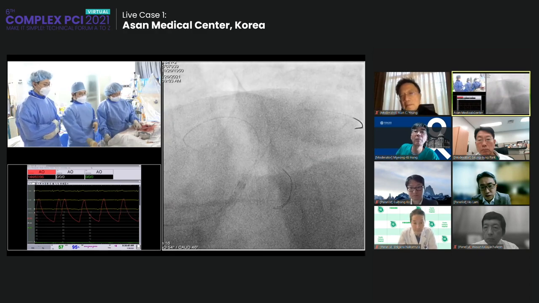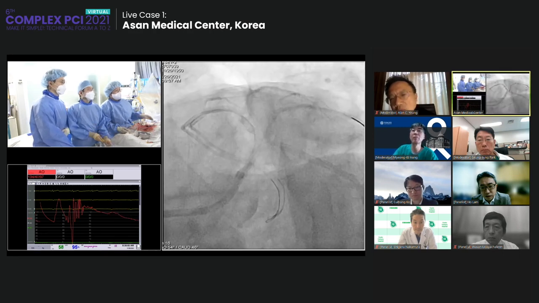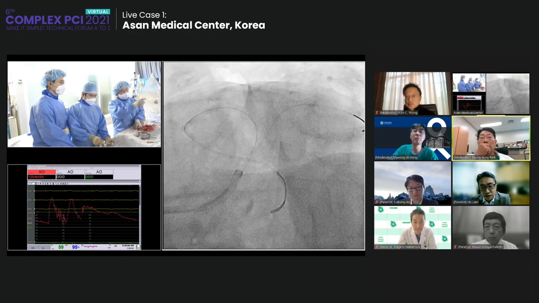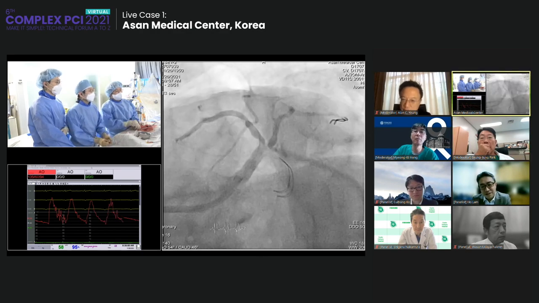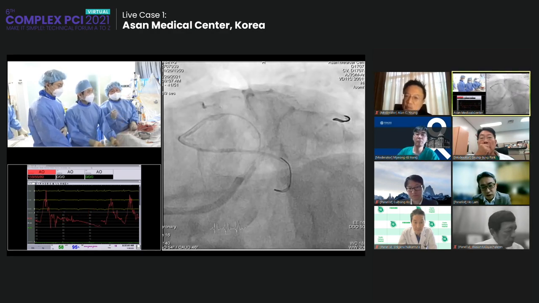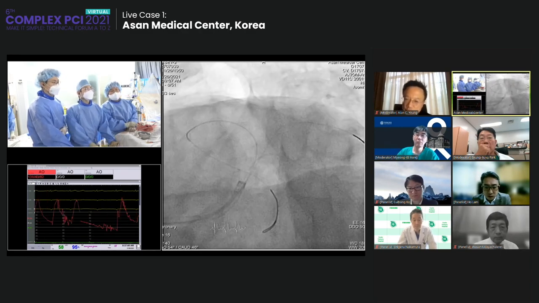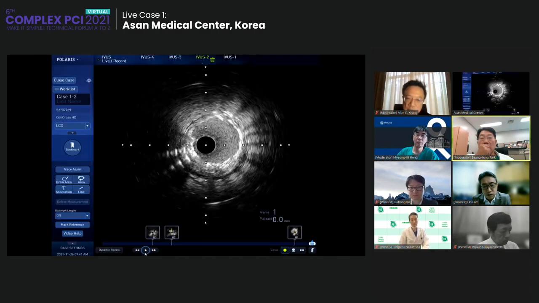Ready? Ready. Okay, right. I pre-dilated the circumflex and LAD with the 2.5 balloon. So could you show us the circumflex to the left main pullback IVUS imaging? Great.